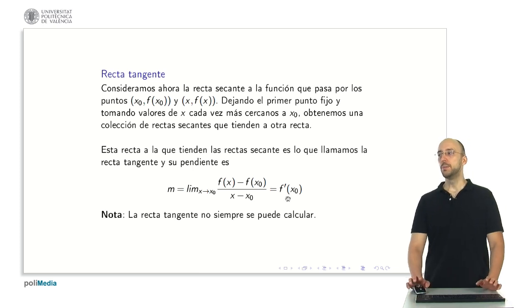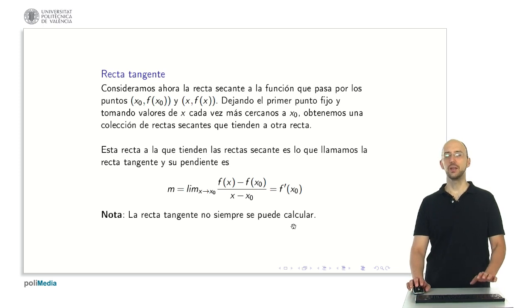Very important, it's not always possible to calculate certain lines. What I want to emphasize at this moment is that if this limit is infinite and the function is continuous at x sub 0, then we have a vertical tangent line. Sometimes it might seem that the tangent line doesn't exist, but it does exist, and in some cases, it's simply vertical.